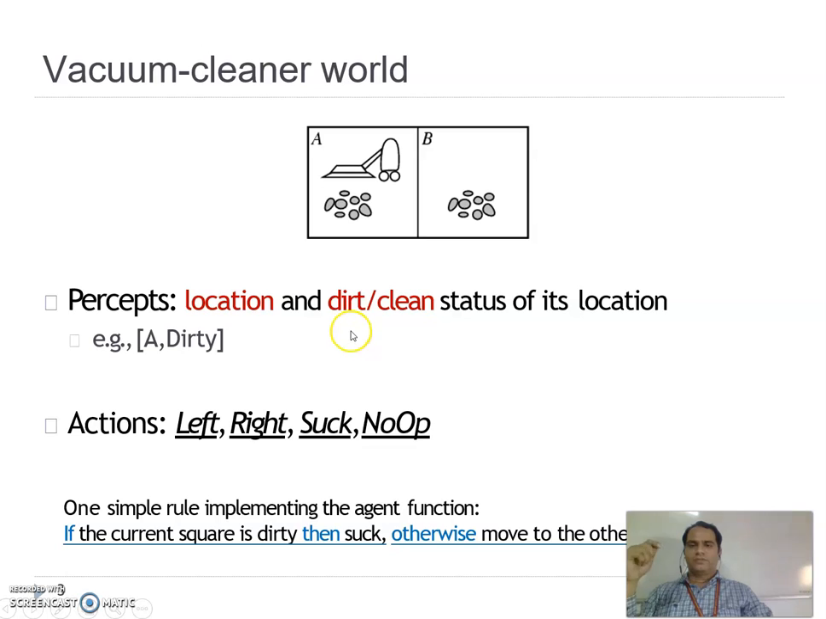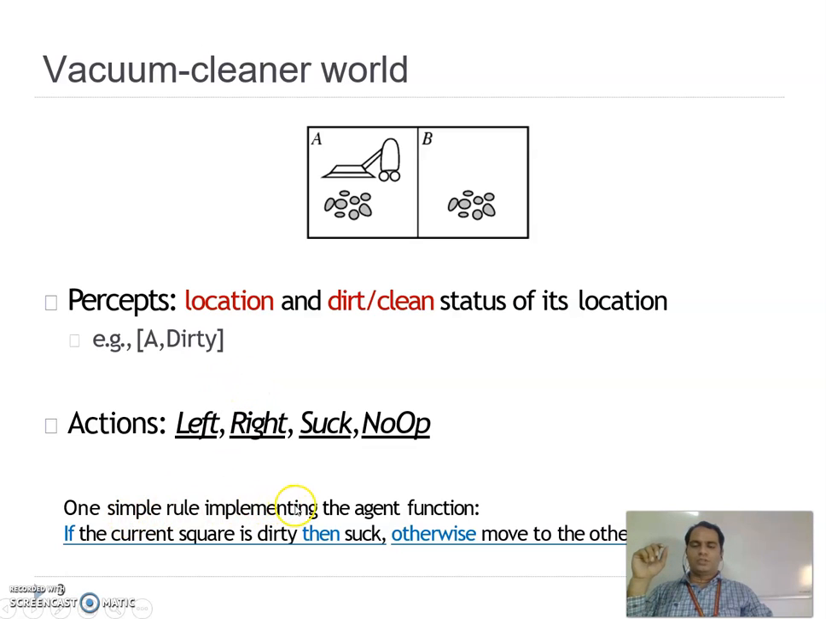This is one example, the vacuum cleaner world, where there are two tiles, tile A and tile B, or location A and location B. If there is dirt, it sucks the dirt. If there is no dirt, that means it is clean. So it has a percept of location and dirt. I can write it like A, comma, dirty. So the action to be taken is suck. There are actions: left, right, suck, no operation. If there is no dirt, it will not perform any operation. It will simply sit idle, or it may move to the next location. So these are certain actions which it can perform.